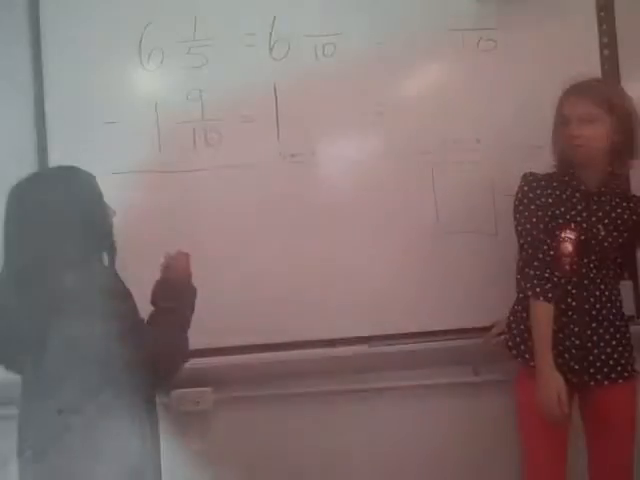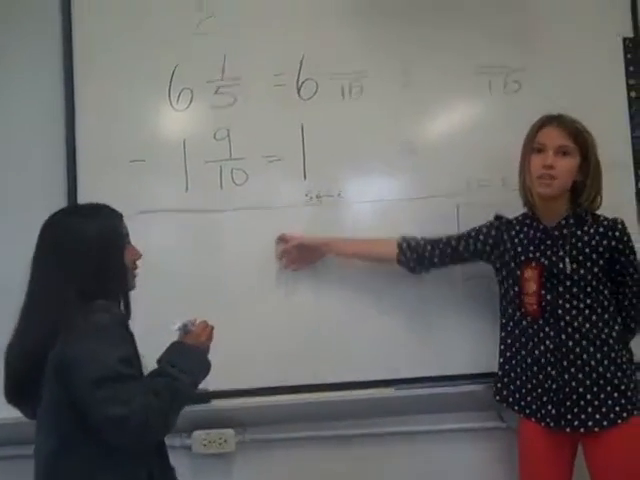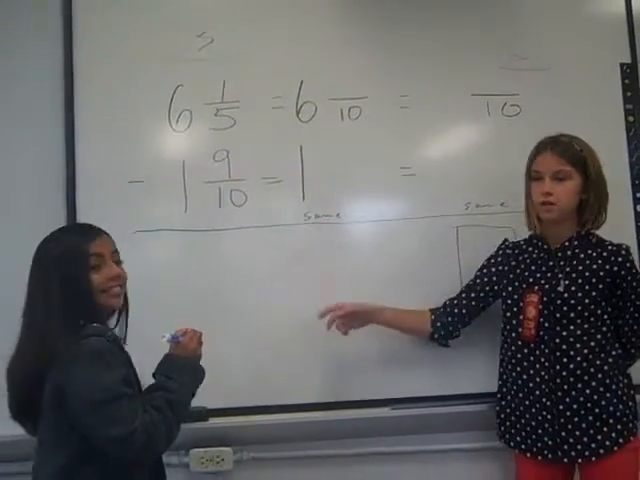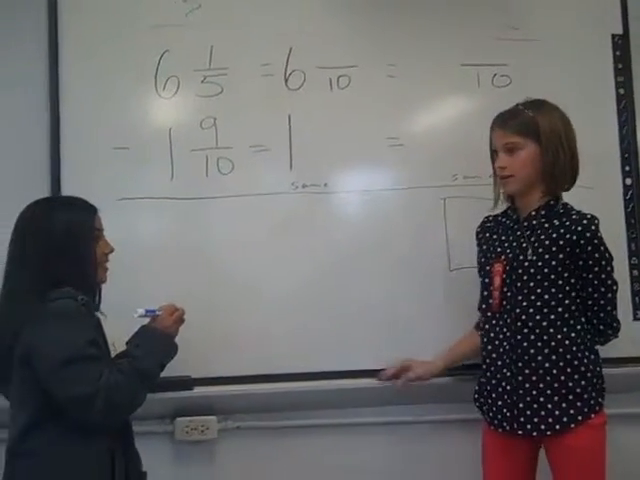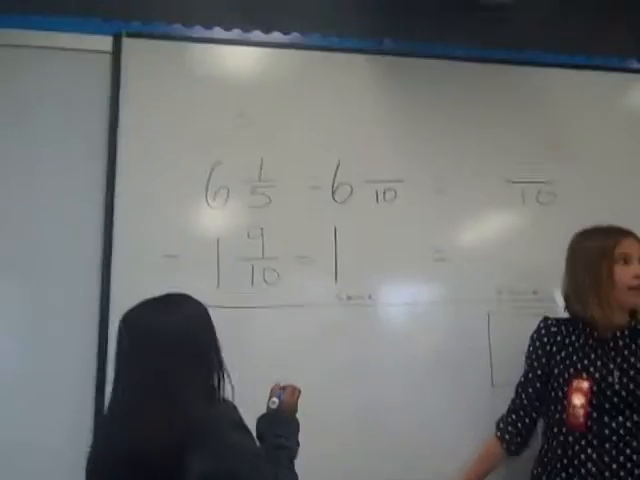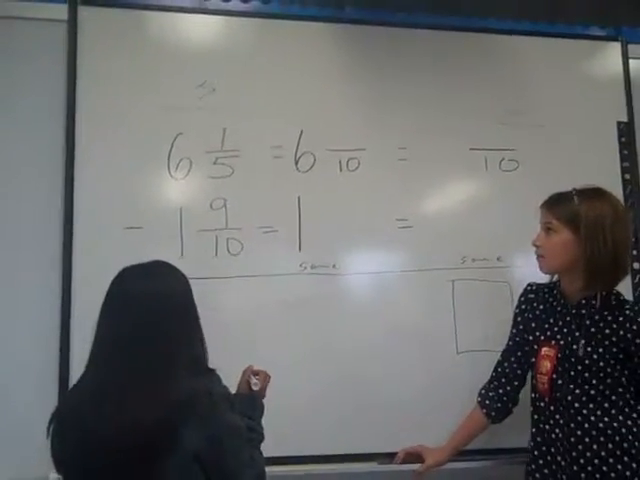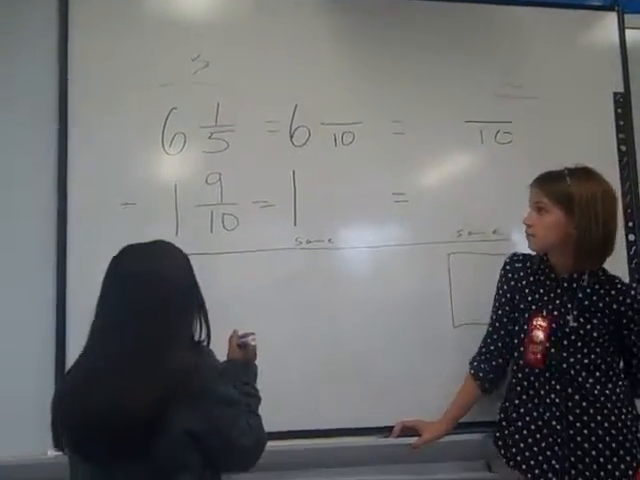I think that's... Number 3. This is number 3, right on the set. Number three on page 61 in the binder. Number 3, everybody. What's the first thing you notice wrong with this problem? You can't subtract fractions that don't have a common denominator.